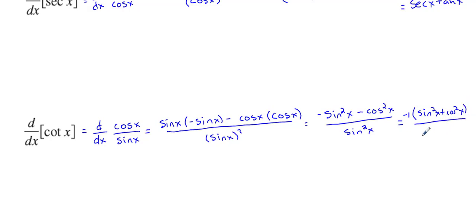You guys are kind of getting used to my verbal cues sometimes. All right, so that means sine squared plus cosine squared is equal to 1. That means we have negative 1 over sine squared x. And what is the reciprocal of sine squared? Yep. So the derivative of cotangent is negative cosecant squared.